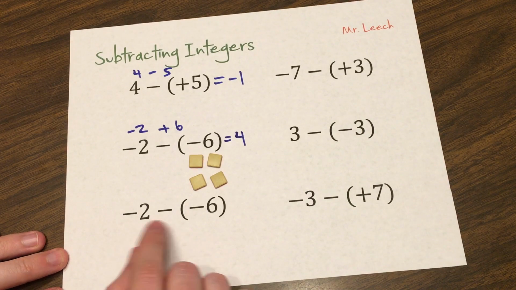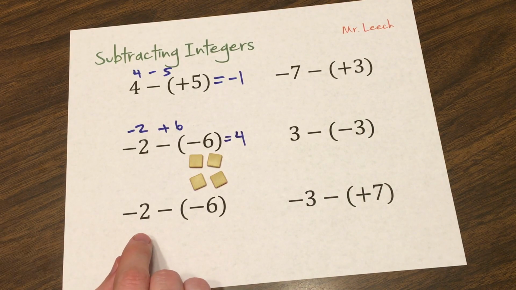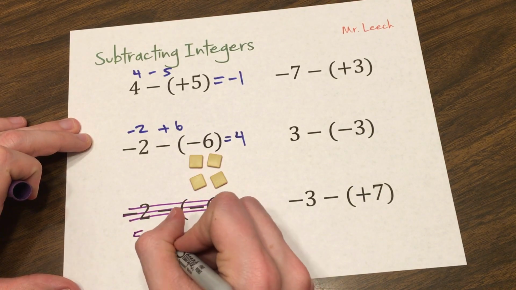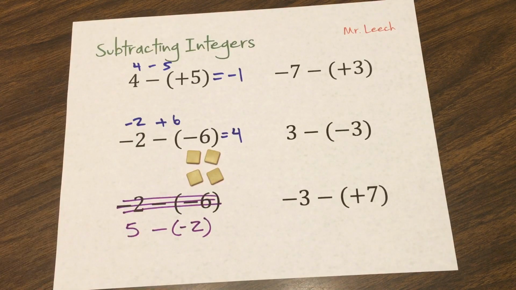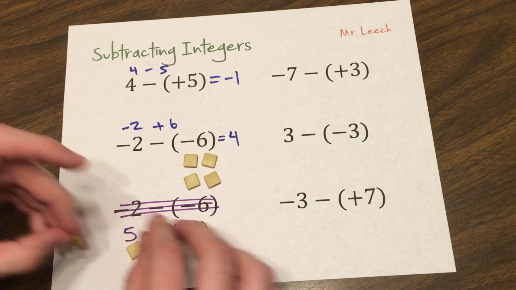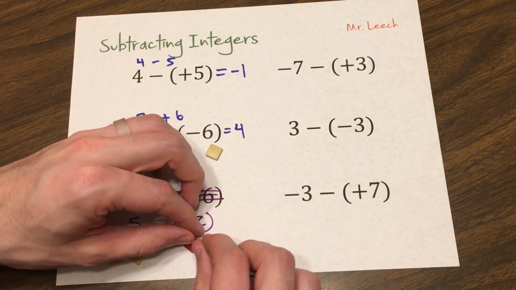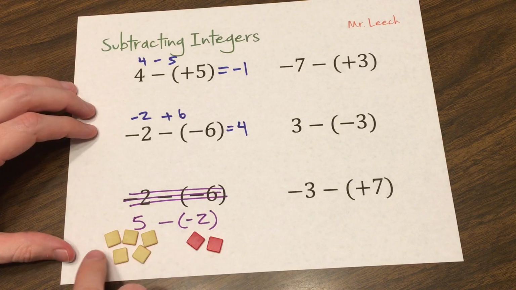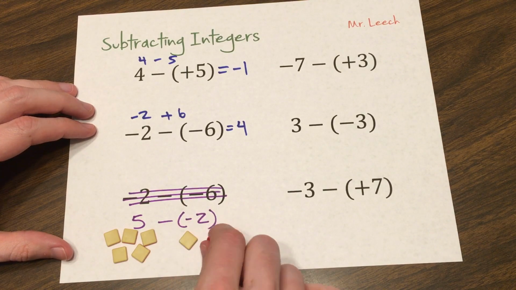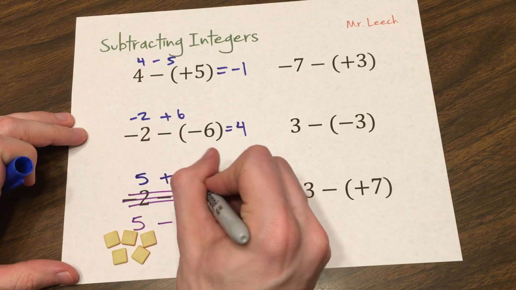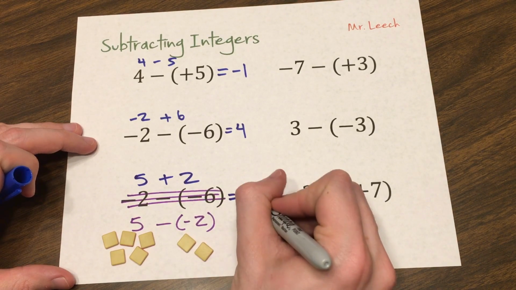I just realized I have the same thing here. That's funny. This should be 5 minus a -2. So if I have 5 minus a -2, let's have a +5, minus a -2. So I have +5 minus a -2. That really becomes 5 plus 2. Which of course is 7.